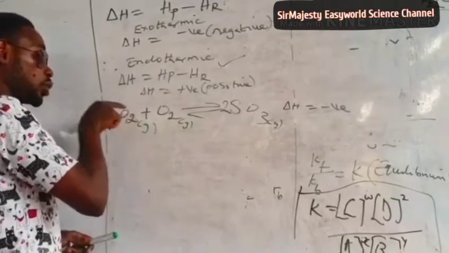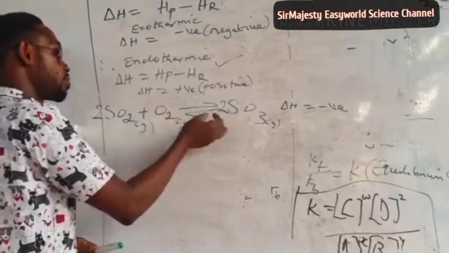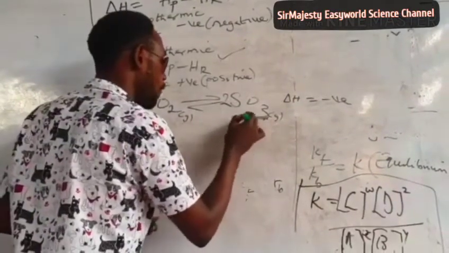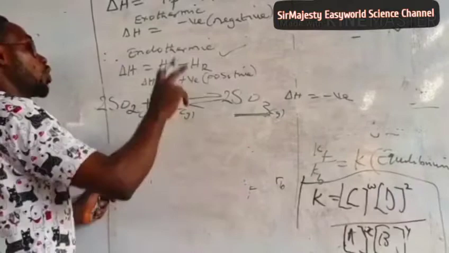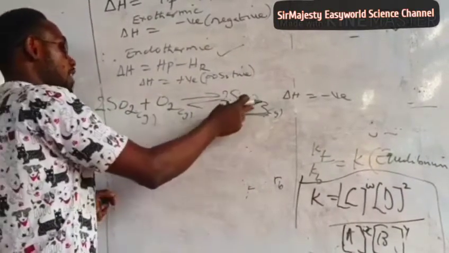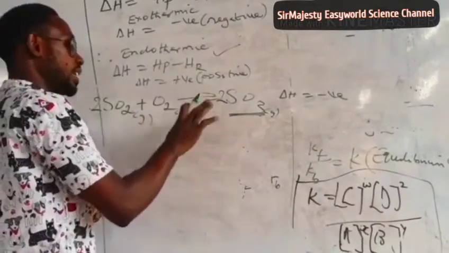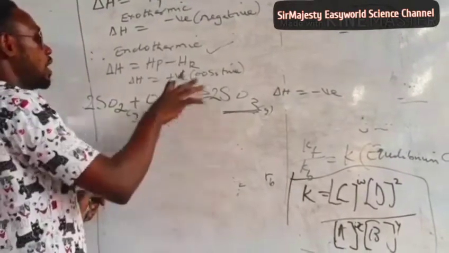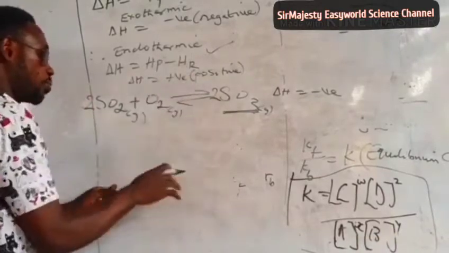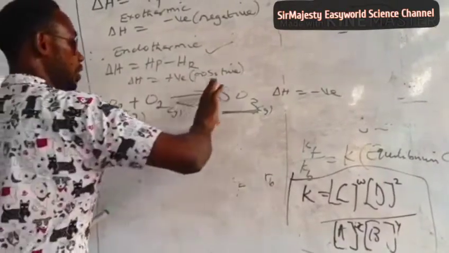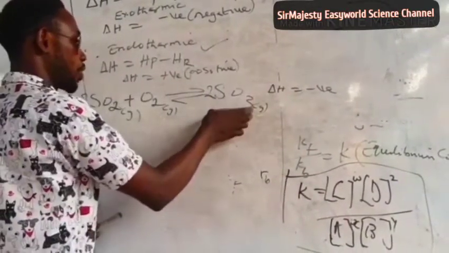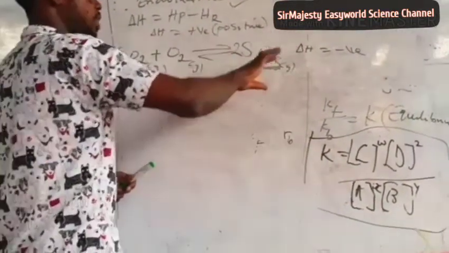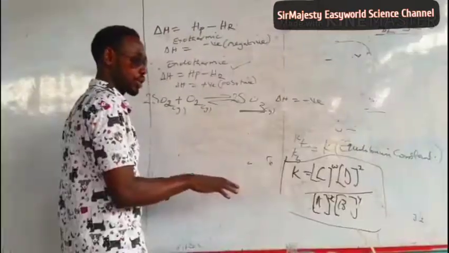So increasing the temperature during the contact process disfavors more yield of SO3. Remember, this is what we want. So if you want more of SO3, you don't increase the temperature so high, because the formation of SO3 from SO2 and O2 is exothermic. So what do you do? You need to lower the temperature. Lowering the temperature of this system will shift the equilibrium to the right, meaning there will be more formation of sulfur VI oxide. Why? Because it is exothermic. Exothermic reactions are favored by lowering the temperature.